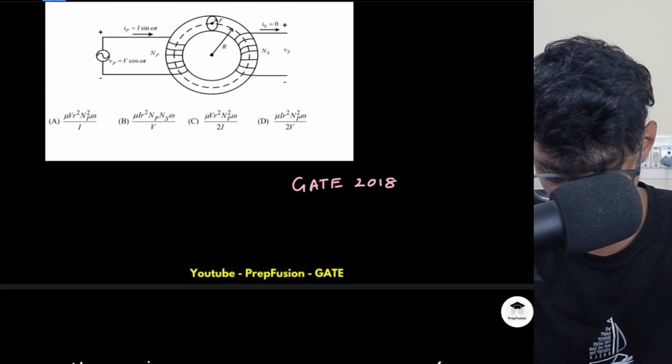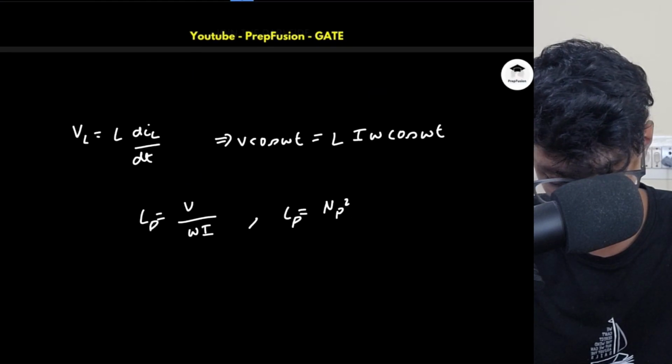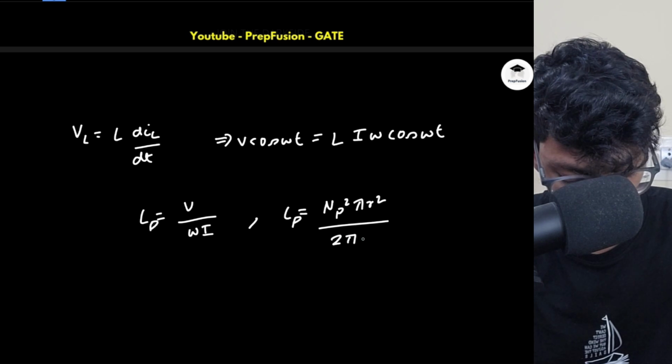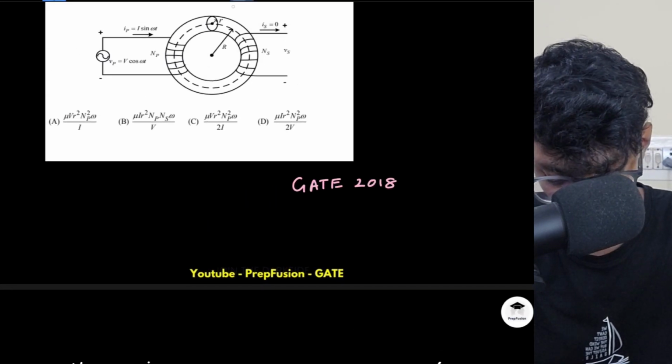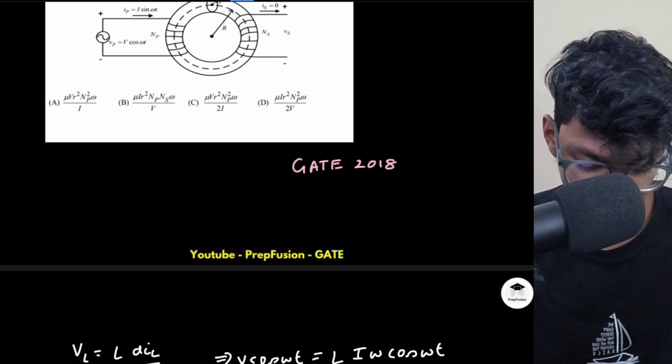into area. What is the area? Area will be pi small r square, right? This is the cross sectional area, so it will be pi small r square divided by the length. Length is 2 pi capital R, right? This is the length that the total flux is covering.